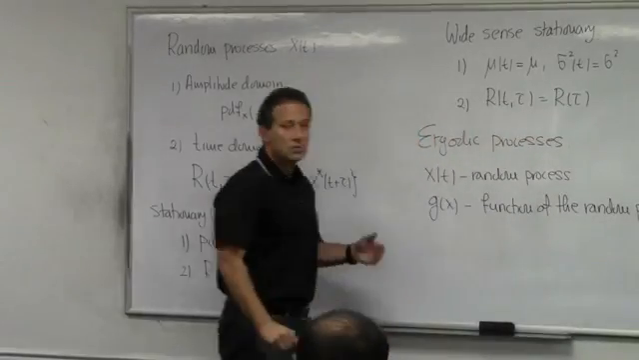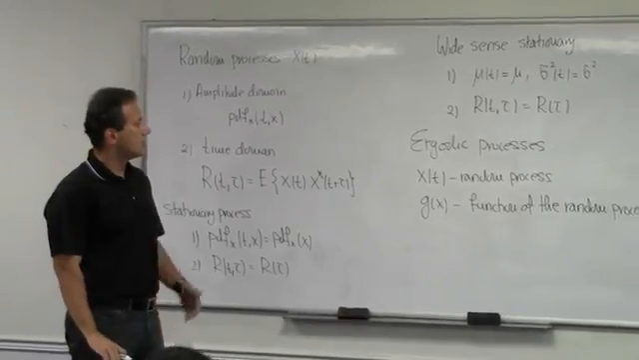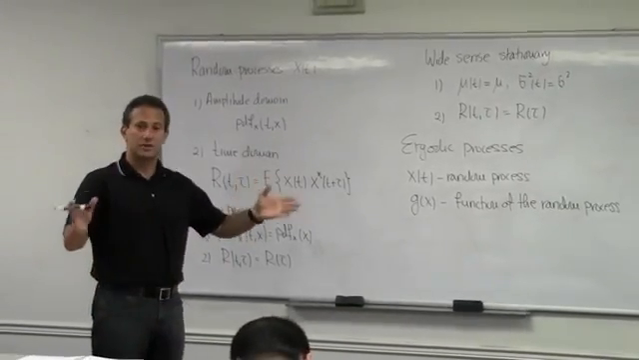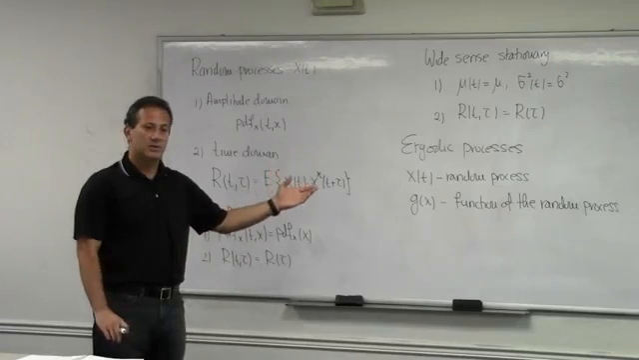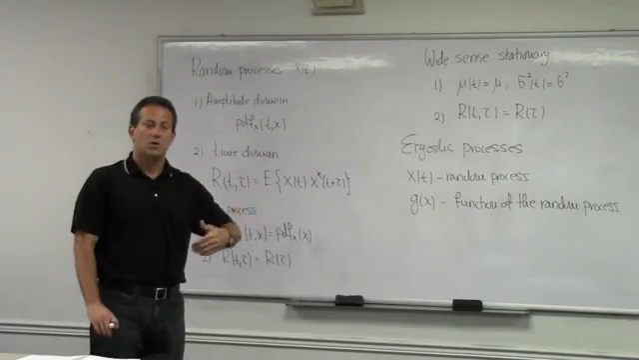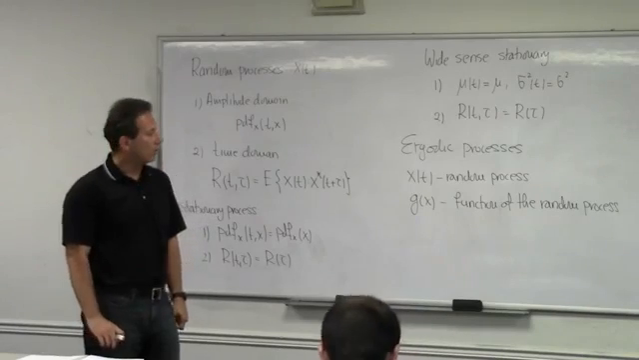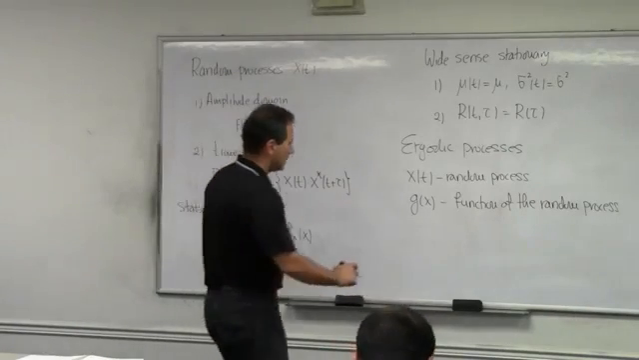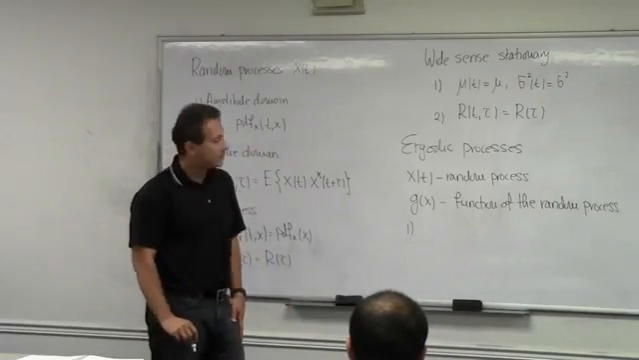We can define two kinds of averaging in general. This is like a general statement. In other words, we can take this process and average it over time, or we can average across all the possible realizations of the process. The first type of averaging is the one that we call ensemble averaging.